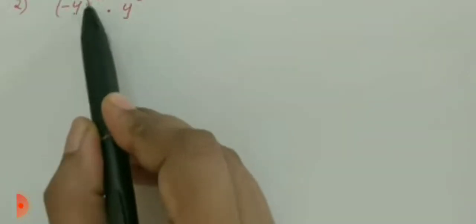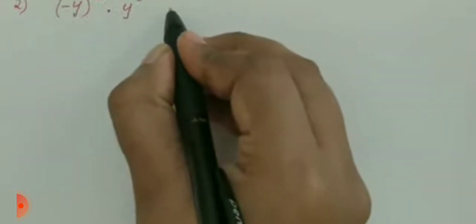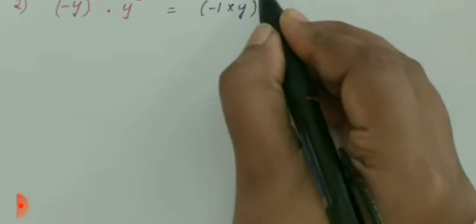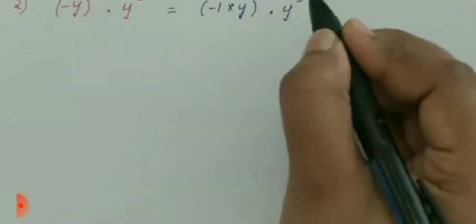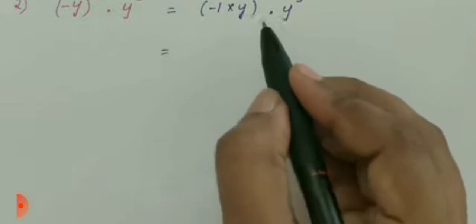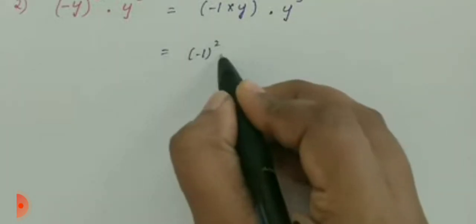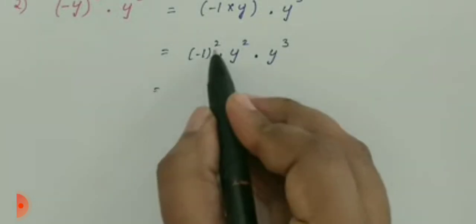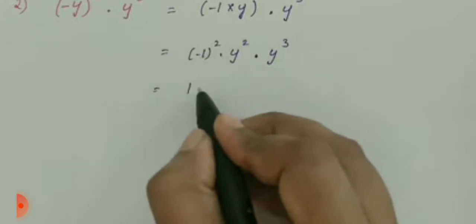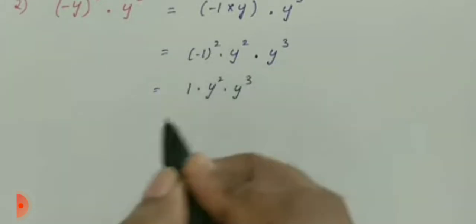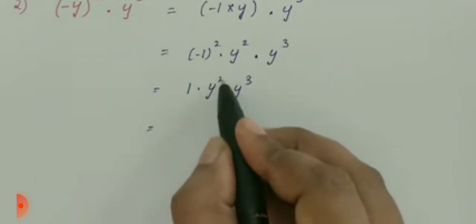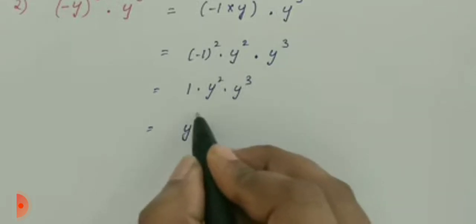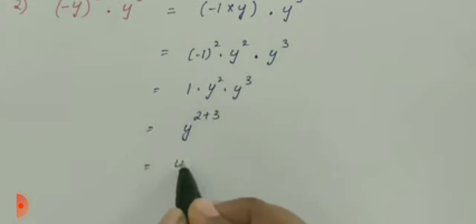Second question, minus 5 whole square into 5 cube. It is equal to, minus 5 can be written as minus 1 into 5 whole square into 5 cube. Using the expanded power rule, it is equal to minus 1 square into y square into y cube. Minus 1 whole square, it is even number, it is equal to 1. Y square into y cube. This is in the form of a to the power of m into a to the power of n, which is equal to a to the power of m plus n, equal to y to the power of 2 plus 3, equal to y to the power of 5.